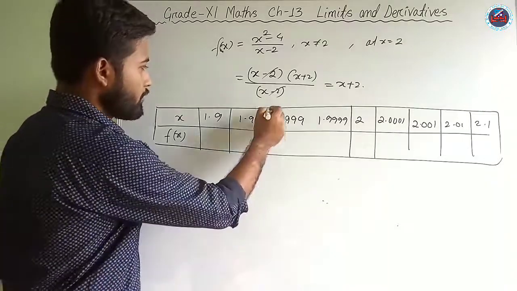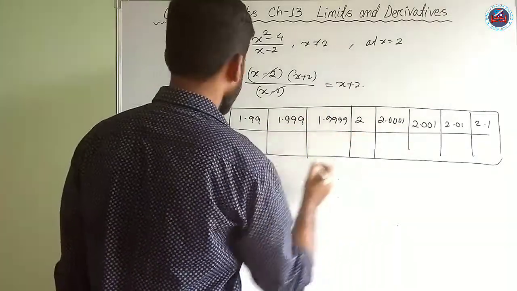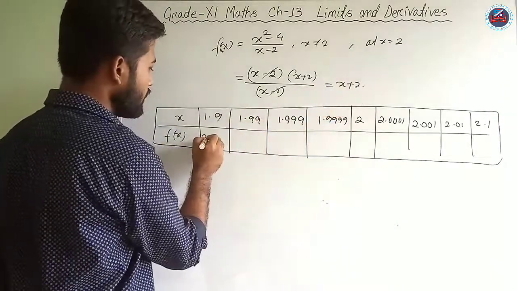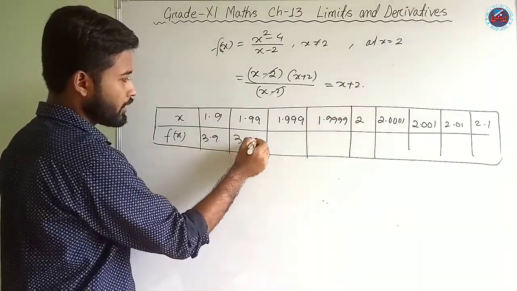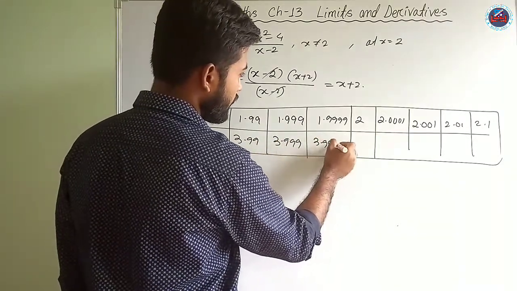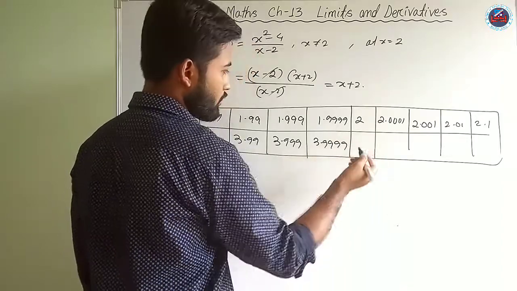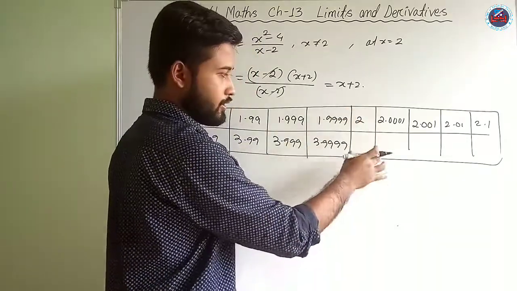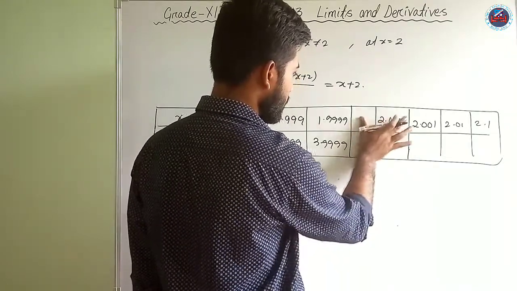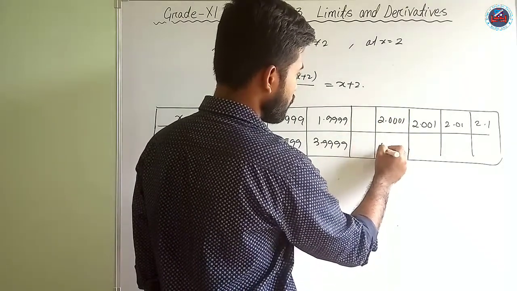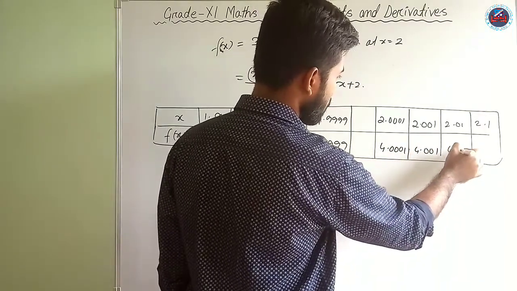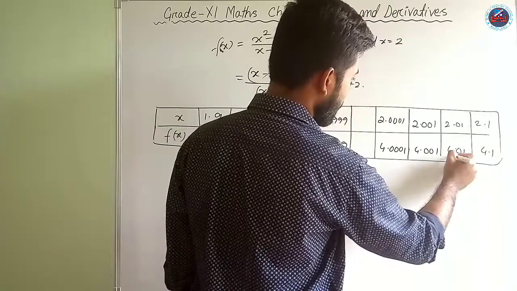Corresponding to all these points, in place of 1.9, if you put x equal to 1.9, you shall get 3.9. Here you shall get 3.99, 3.999, 3.9999, and we are not worried about this part, so just remove this. Then here 4.0001, 4.001, 4.01 and 4.1.